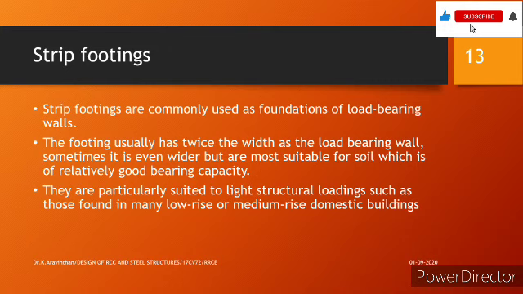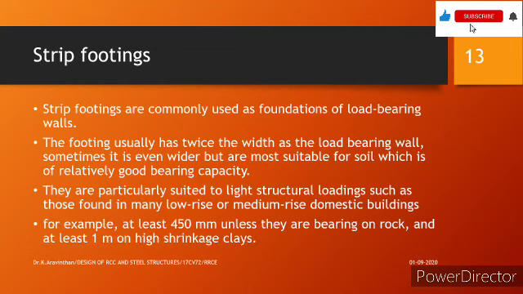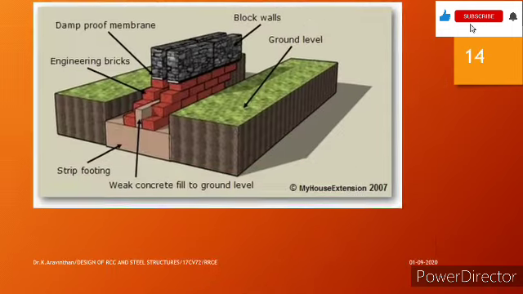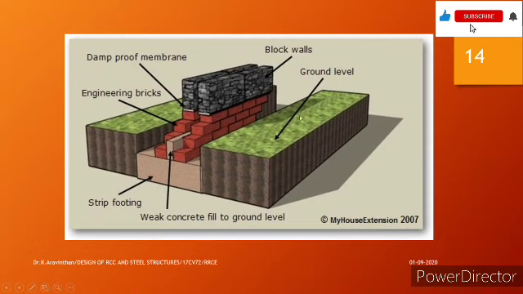They are particularly suited to light structural loading such as those found in many low rise or medium rise domestic buildings. And for example, at least 450 mm of width is required for the strip footing if they are bearing on rock, and at least 1 meter depth in shrinkage clay areas. So you can see the picture here. If this is the natural ground, at least this area should be 450 mm depth or 1 meter according to the type of soil, and you can start your strip here.